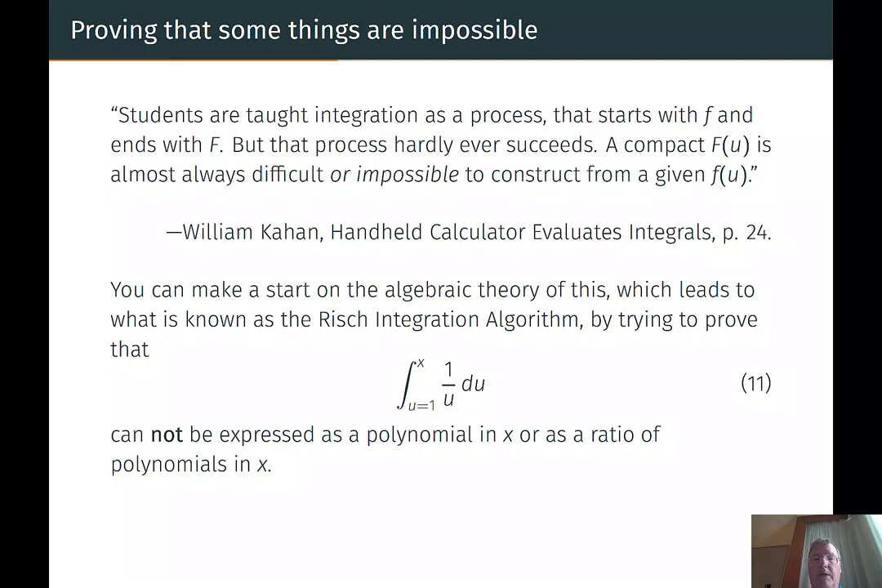You can be expected to try and puzzle out the fact that you can't do this in terms of polynomials or as ratios of polynomials. It's tricky, it's not simple to do this, but it's within reach to do that. But that gives the key idea: you've got this finite alphabet of things that you're going to express the answer in, just polynomials or ratios of polynomials, and you show that no matter what you do in that alphabet, none of those things, when you differentiate, you get 1 over u, or 1 over x.